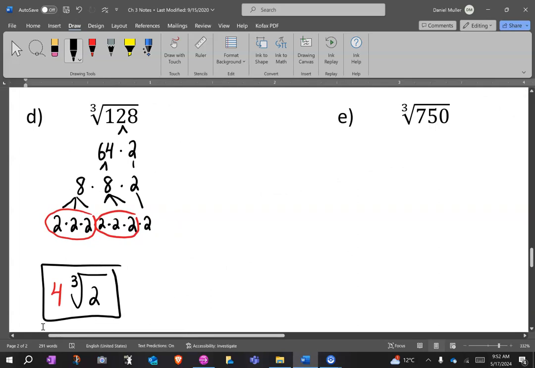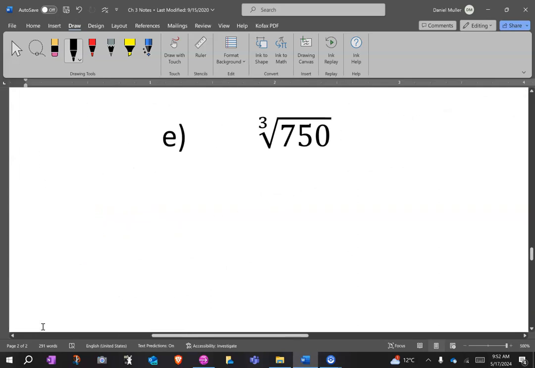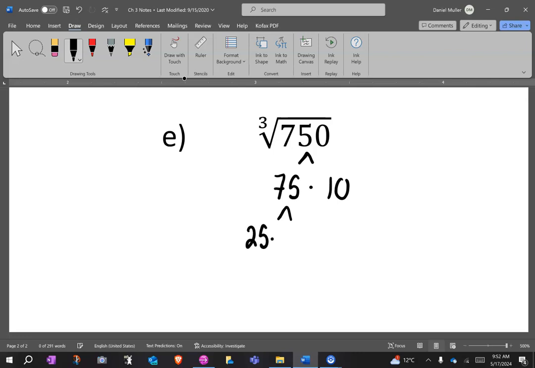So now I have 750. Breaking these down can look a little tricky, but with the 0, I like to go 75 times 10. That's probably the easiest way to separate that. You could divide by 2 or by 5s, but that might take a little bit longer. The 0 helps out by making that a 10, and 75 can then go 25 times 3. And this is a 2 and a 5. 25 is a 5 and a 5, and I have a 3 left over. I have a 2 left over, and I have a 5 left over.